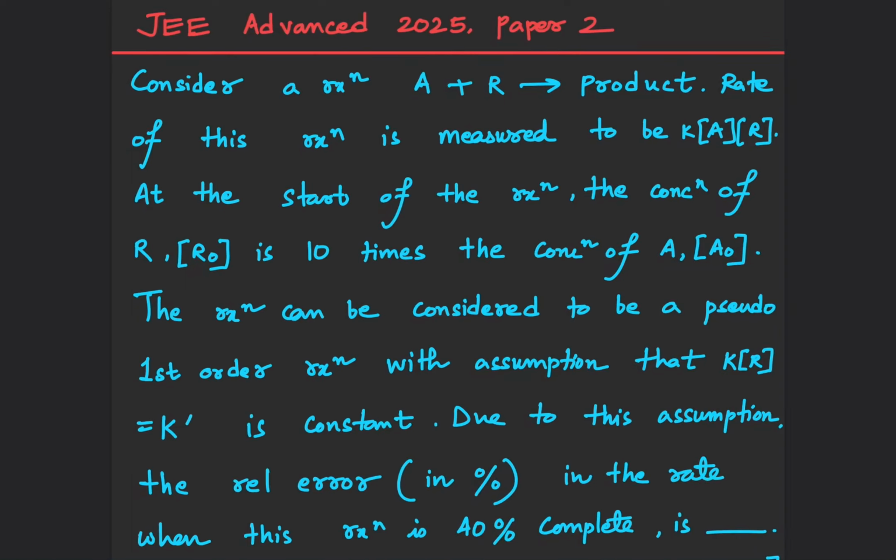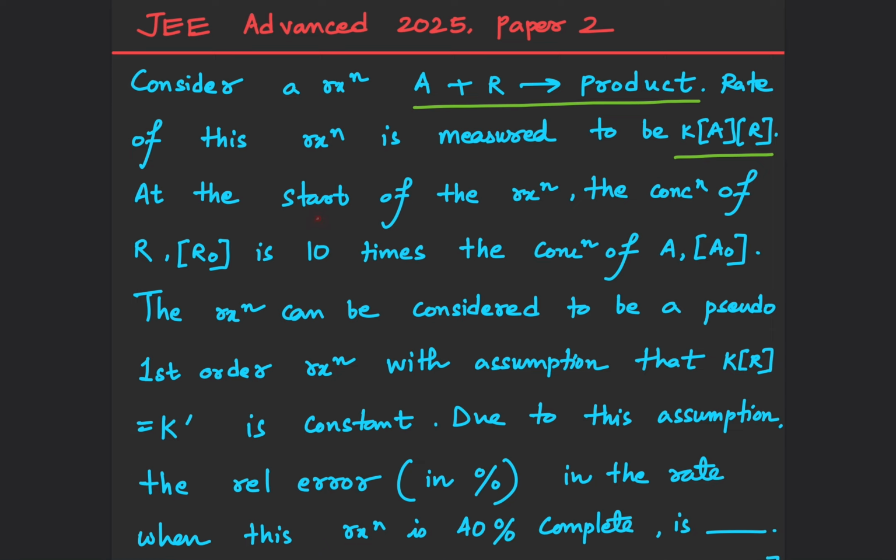Hello everyone. So this is a question from JEE Advanced 2025 paper 2. Consider a reaction A plus R giving us product. Okay, so this is important. A plus R giving us product. Rate of this reaction is measured to be k into concentration of A into concentration of R. Okay, important.